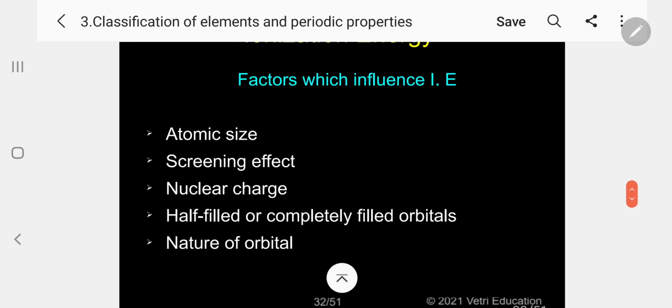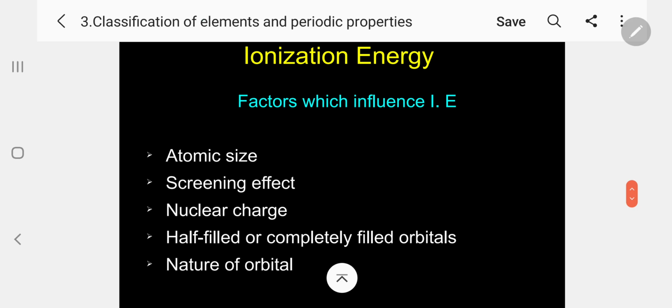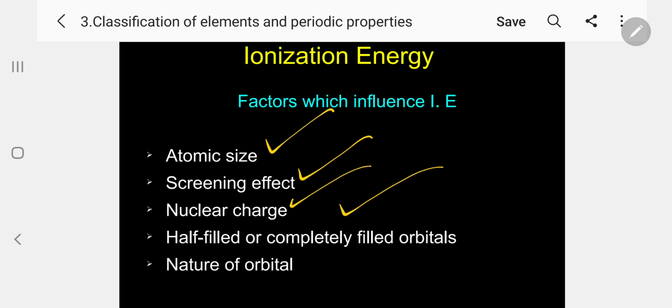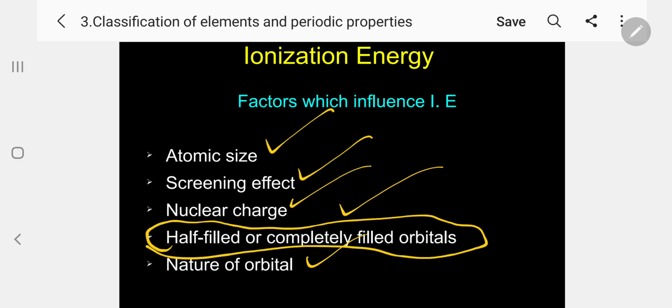Now, what are the factors which affect ionization energy? I will not go into detail; if you want detail, go to the particular chapter. The factors that influence ionization energy are atomic size, screening effect, nuclear charge, half-filled and completely filled orbitals, and nature of the orbital. In this question, we are going to use only this one factor to explain the question. Half-filled or completely filled orbitals will influence ionization energy.